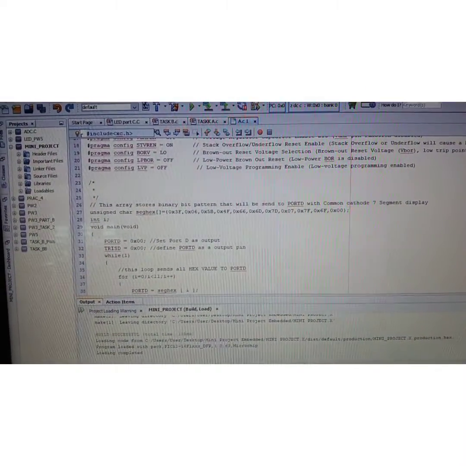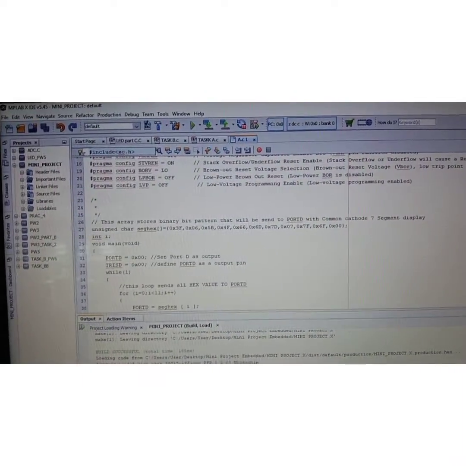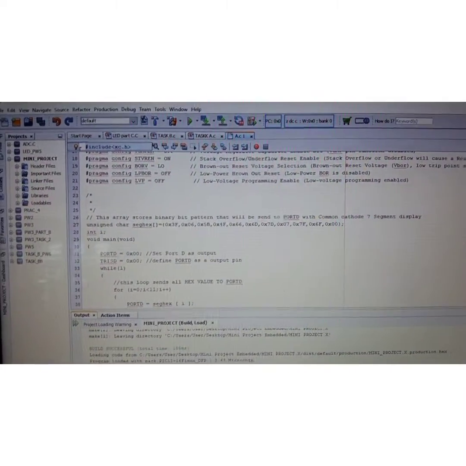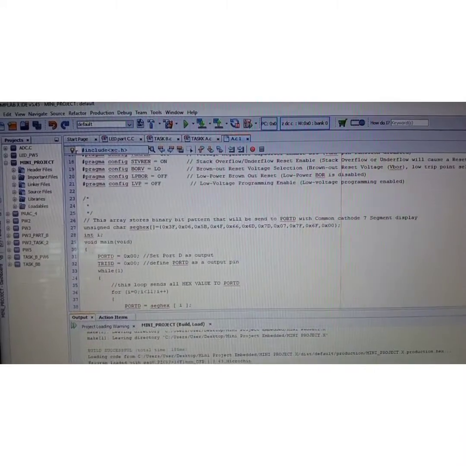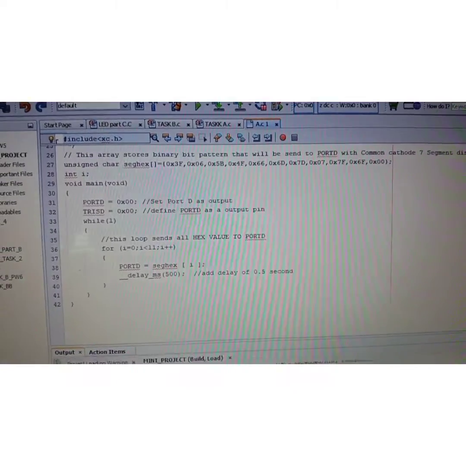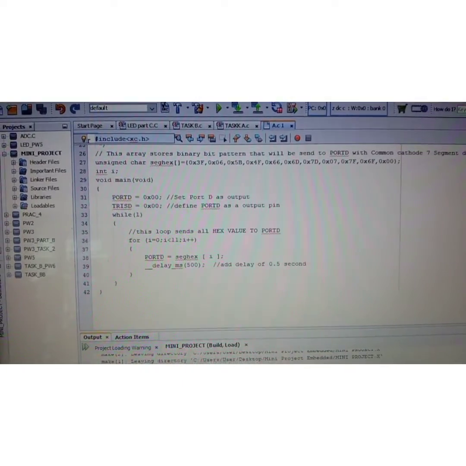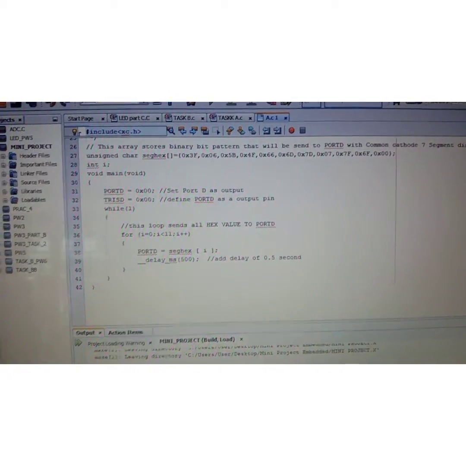In this part, the hex binary bit patterns will be sent to port D with a common cathode 7-segment display: unsigned char sec[] = 0x3f, 0x06, 0x5b, 0x4f, 0x66, 0x6d, 0x7d, 0x07, 0x7f, 0x6f, and 0x00. The last part sets PORTD equals 0x00 and TRISD equals 0x00, which defines port D as output pins.